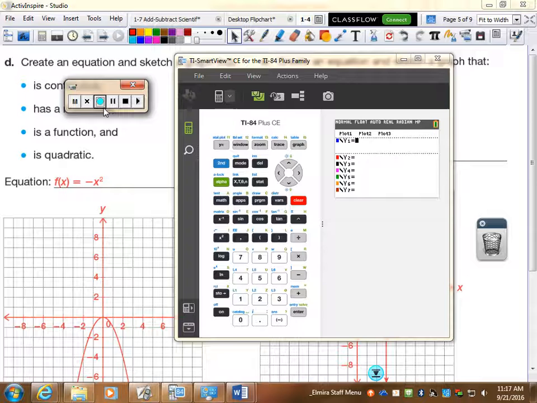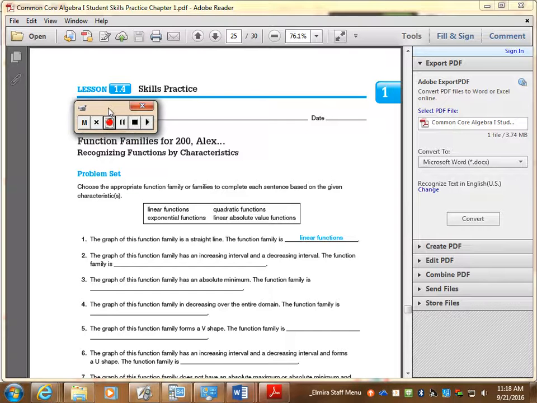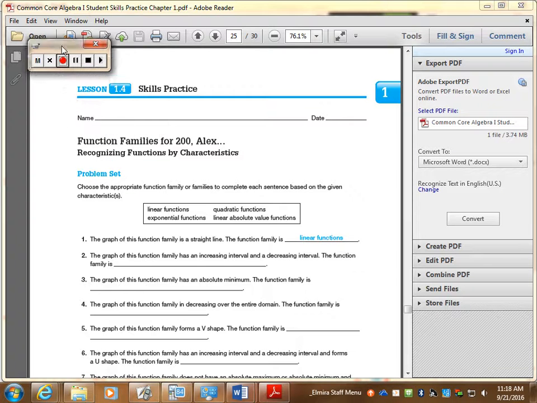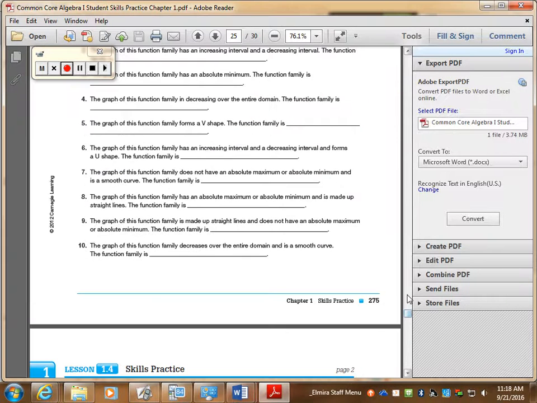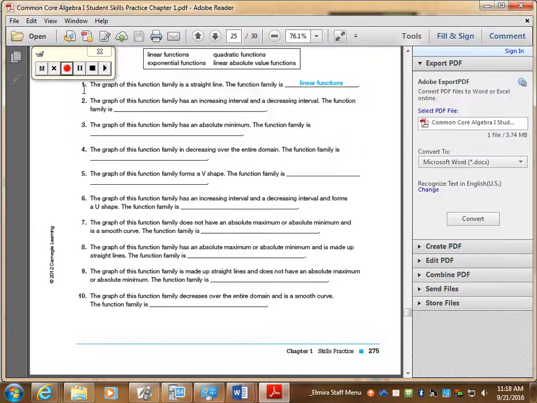For homework, the first part of your homework, this is your word box, and you're going to use the clues to fill it in. So the graph of this function family is a straight line. A straight line. That's linear functions. So there's only 4 choices in the word bank. You will use these over and over again based on the clues. Okay? So that's that part.